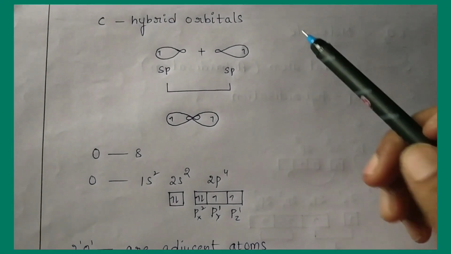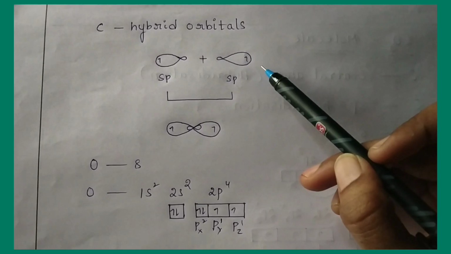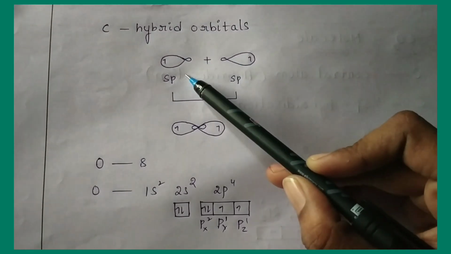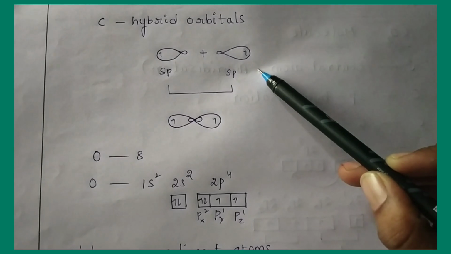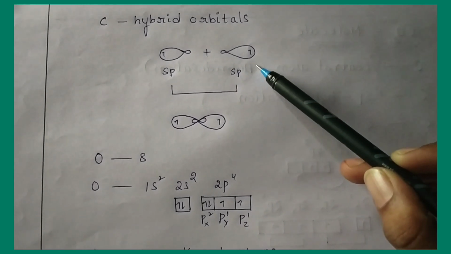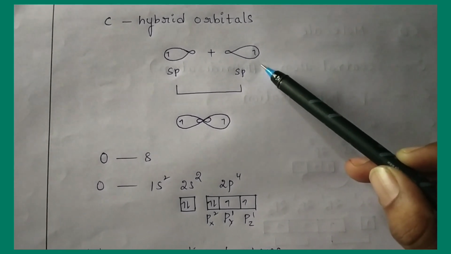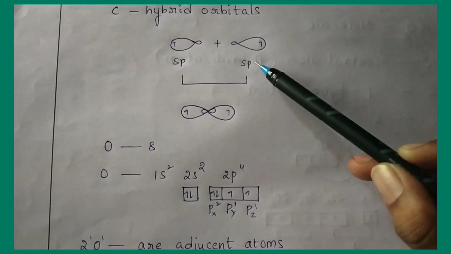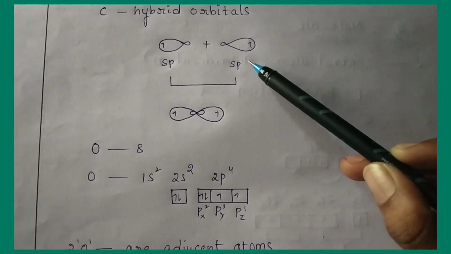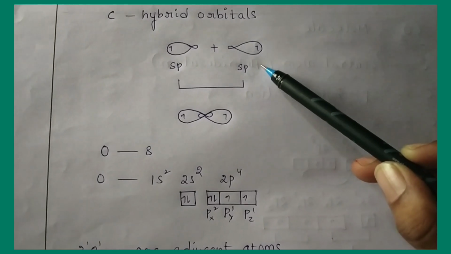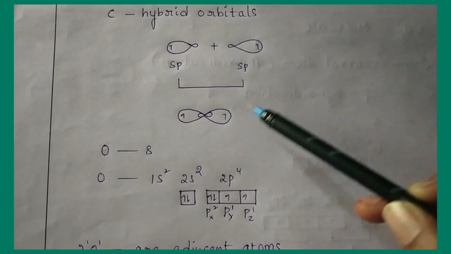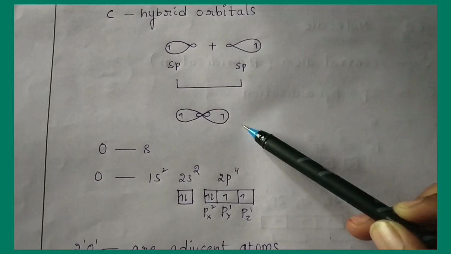Actually, carbon hybrid orbitals look like this. This is one sp hybrid orbital of carbon, and this is another sp hybrid orbital of carbon. After intermixing of orbitals, the new hybrid orbitals form with the same energy and same shape. So the two new sp hybrid orbitals look the same. So this is the combination of the two new sp hybrid orbitals of carbon.